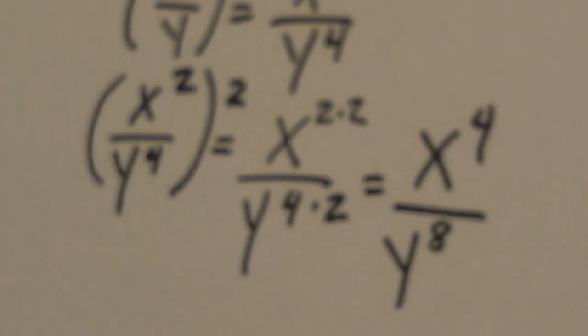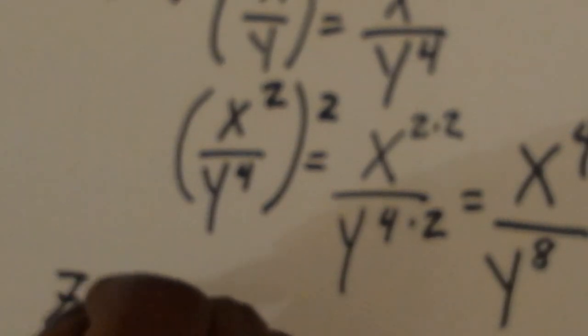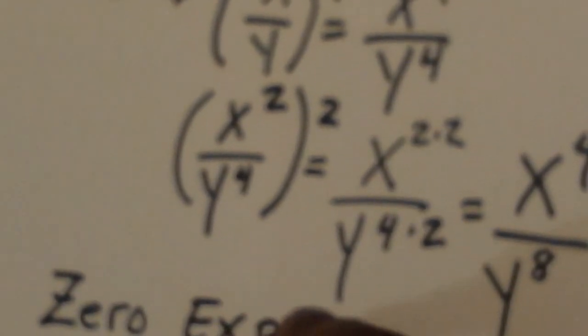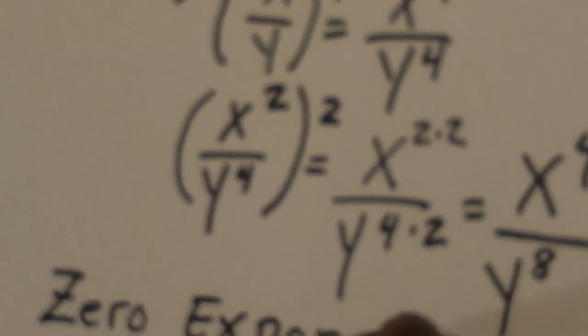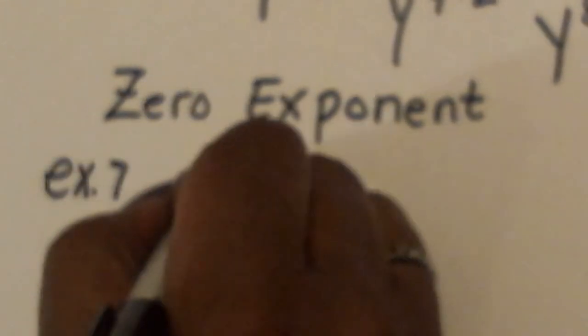The next thing that I want to do is called the zero exponent. This is the easiest one of all. Now for the zero exponent, any number, no matter how big or how small, when it's raised to the zero power, the answer is 1. It really doesn't matter. So I have example 7, and I have 9 to the 0 power. Any number raised to the 0 power is 1.